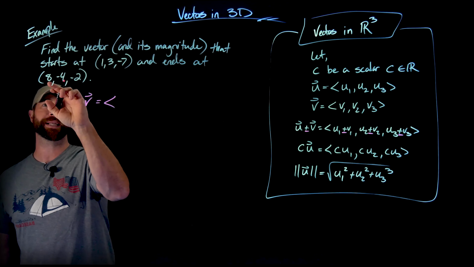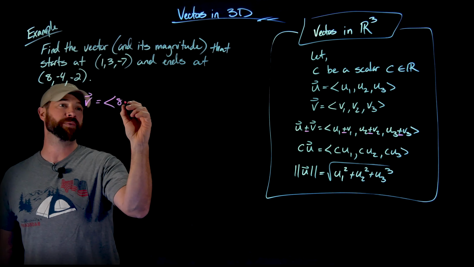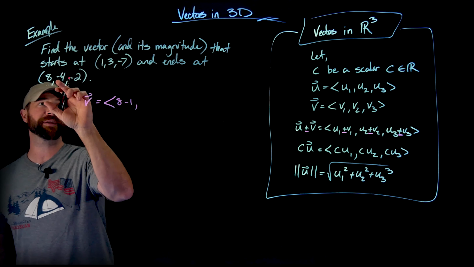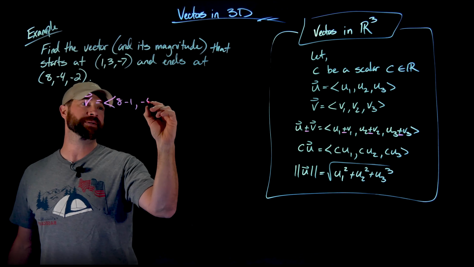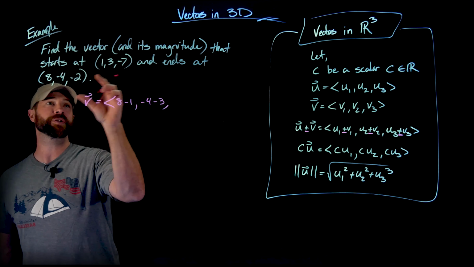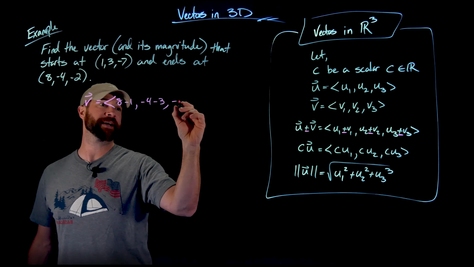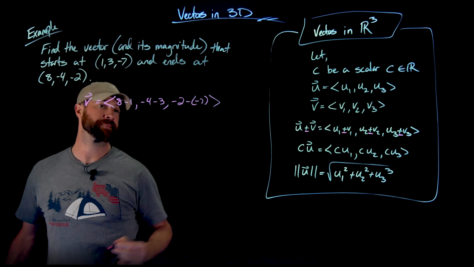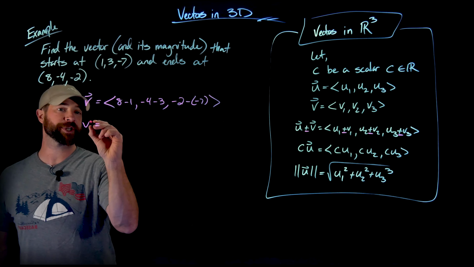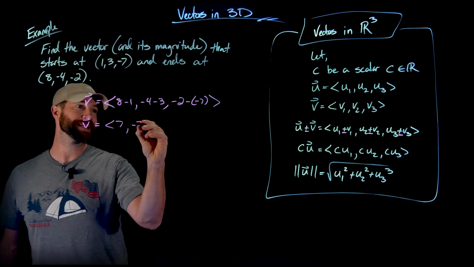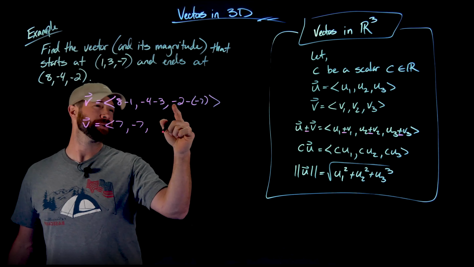That first component is going to be 8 minus 1. The second component is going to be negative 4 minus 3. And then negative 2 minus negative 7. And just performing these operations here, we have that vector v is going to be (7, -7, 5).